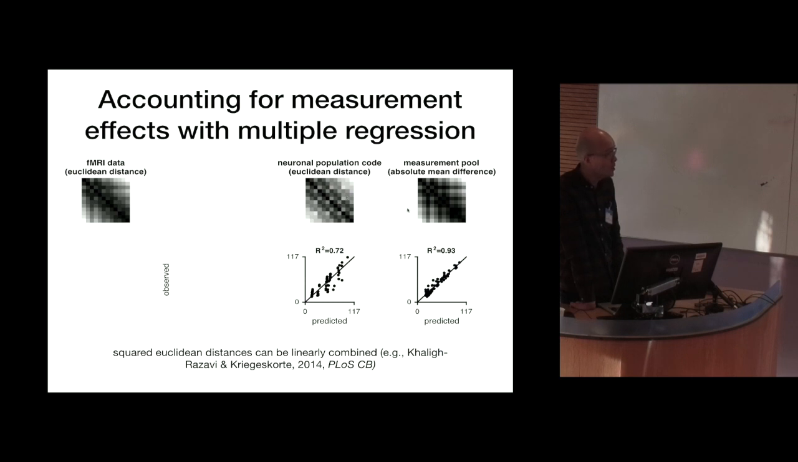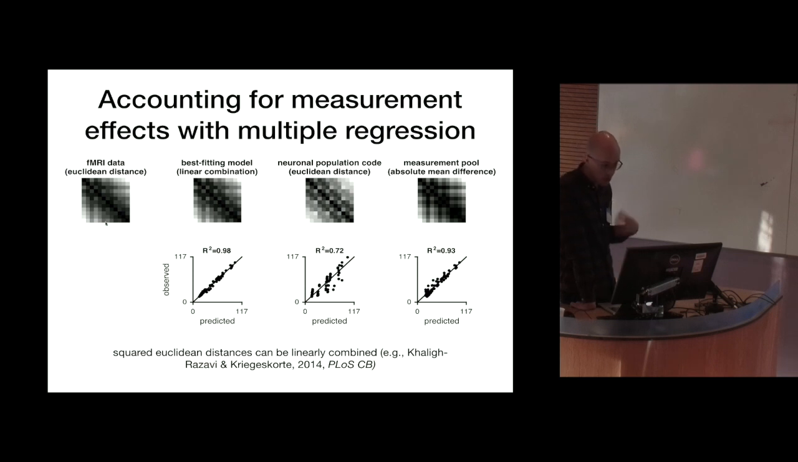But we can also take the absolute mean differences in the population activations, so just literally the absolute difference on average between each of our conditions. And you see that here, ironically, this actually correlates by itself more strongly with the fMRI patterns than the neuronal patterns did. But what we really want to do is multiple regression, where we basically take the squared distance matrix here and the squared distance matrix for the mean difference. And by taking the linear combination of those two, we can pretty much perfectly reconstruct the fMRI data.